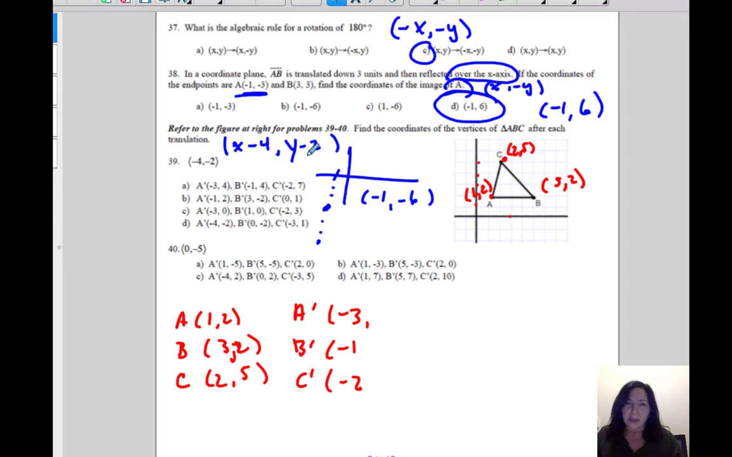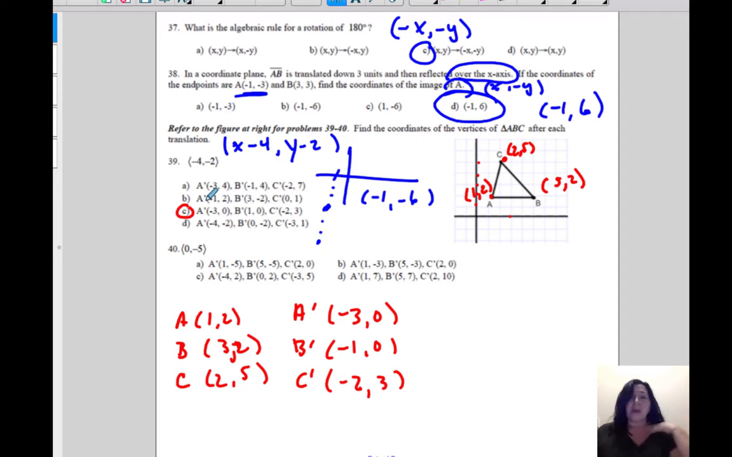For the Y value, I'm going to subtract 2. So 2 minus 2, that's 0. Again, 2 minus 2, that's another 0. And then 5 minus 2 is 3. So I'm looking for that. That looks like it's this one right here. It looks like C. I know it's small.